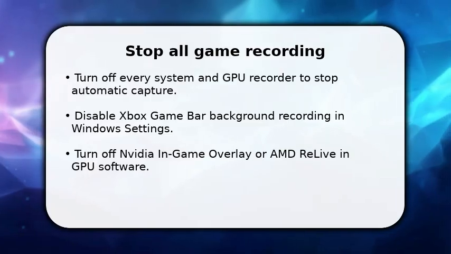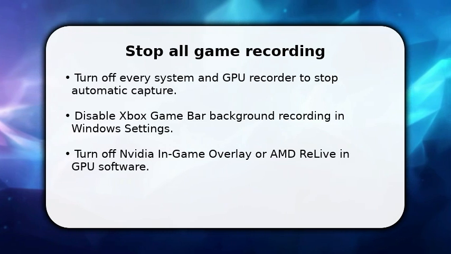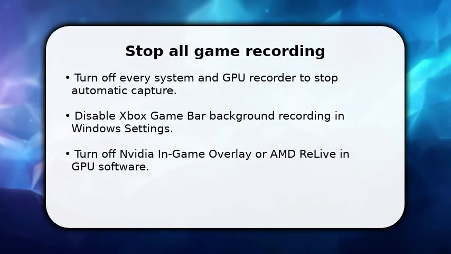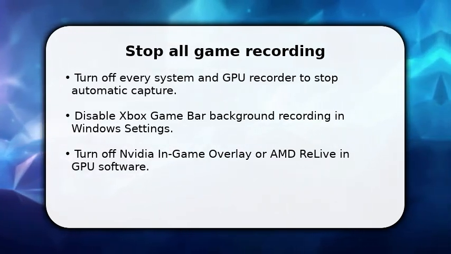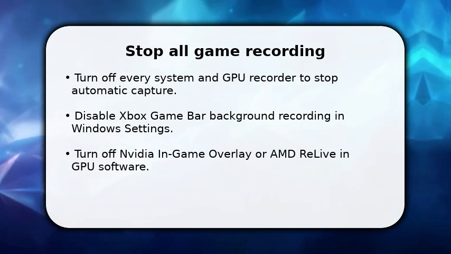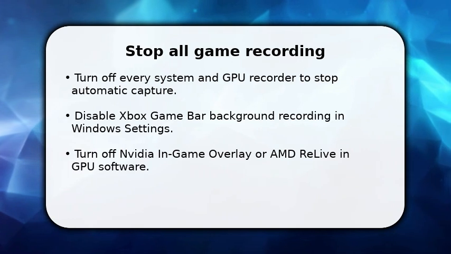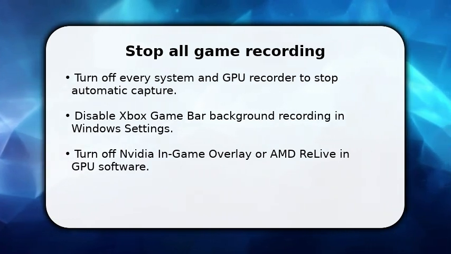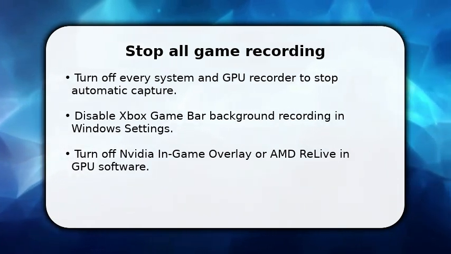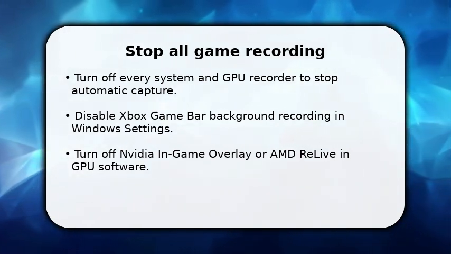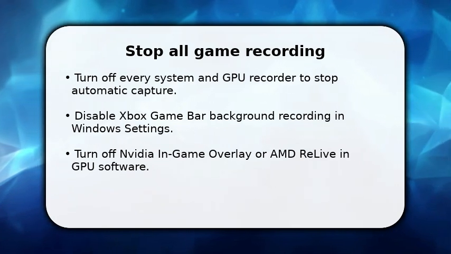If you want to stop recording GTA 5 on PC, you must disable every recorder. Background recorders capture gameplay without asking you to save clips. The only reliable way is to turn off each source systematically and then verify no process remains. This video walks through Windows settings, NVIDIA and AMD overlays, plus common third-party tools.